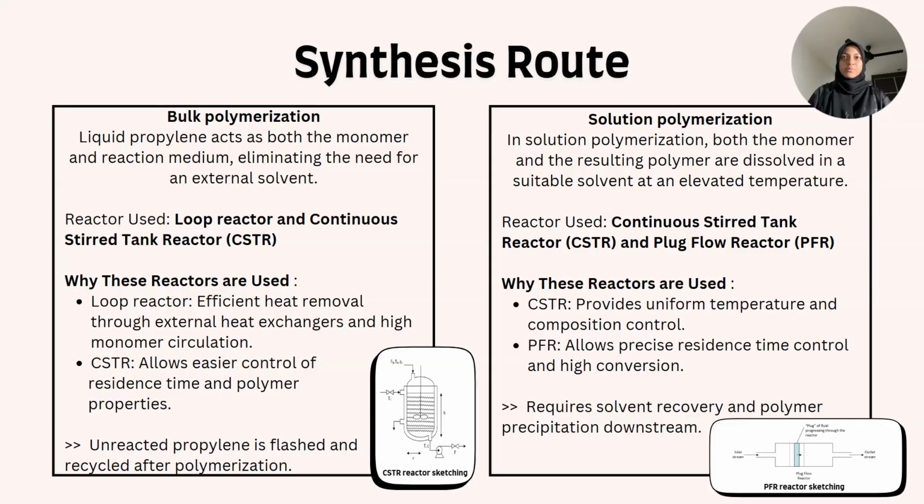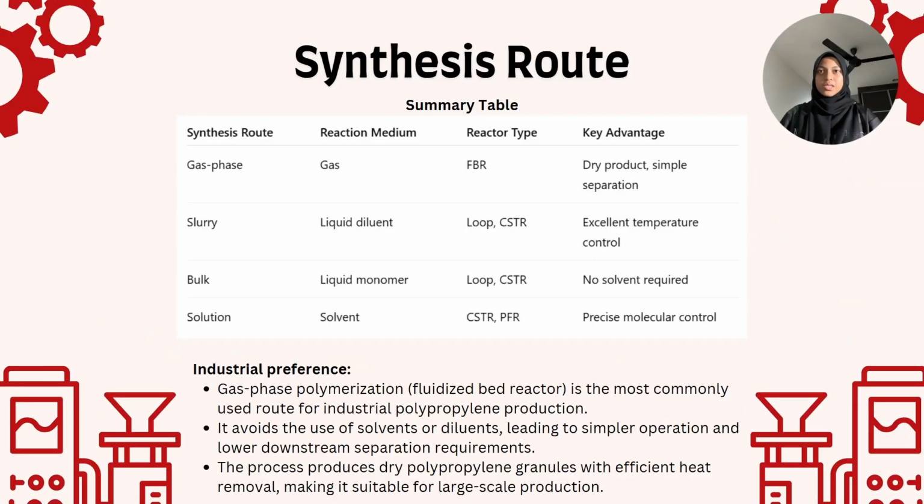And the last one is solution polymerization, where both the monomer and polymer are dissolved in a solvent at high temperature. The reactors used are CSTR and PFR because CSTR provide uniform conditions, while PFR allow precise residence time control. In conclusion, gas phase polymerization using a fluidized bed reactor is the most commonly used industrial route. It avoids solvents, reduces separation steps, and produces dry polymer granules efficiently, making it ideal for large-scale production.